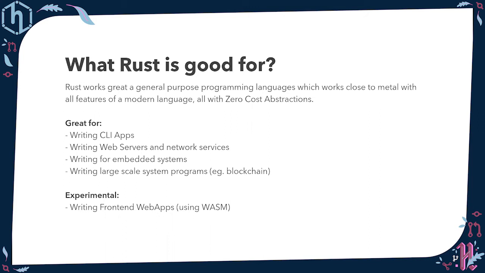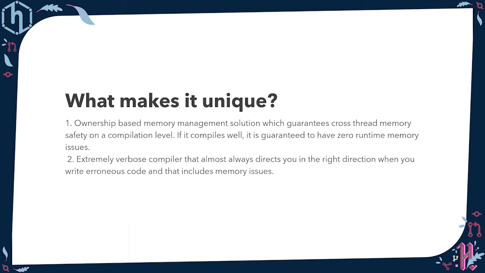Then you can also write front-end web apps using WebAssembly with Rust. It's not a very pleasant thing to do per se, because there are better abstractions and constructs available in JavaScript for that matter. But if at all you're planning to do so, it's still possible. There are frameworks for that, like Yew, spelled Y-E-W, if you want to check it out. So what makes it unique? There's ownership based memory management.